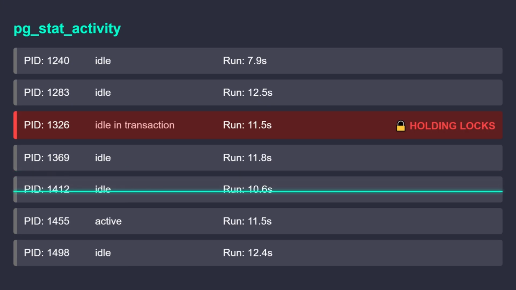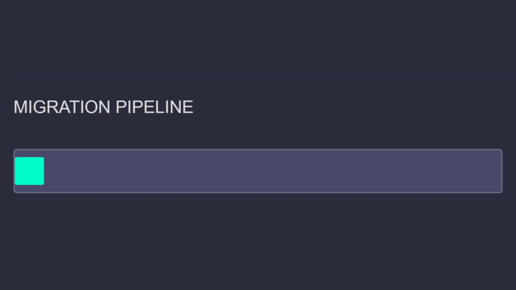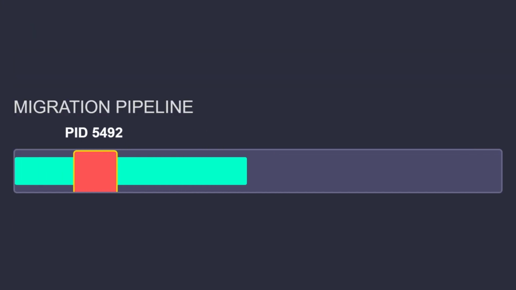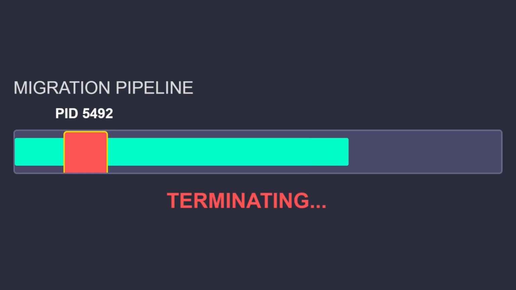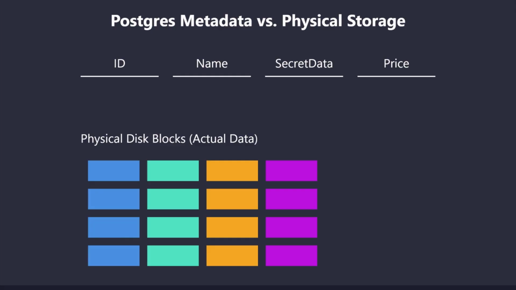Look for long-running transactions or idle in-transaction sessions that are holding locks on your target table. Long-running analytics queries are the most common blockers for schema changes. You may need to terminate these specific backend process identifiers to allow your migration to proceed.